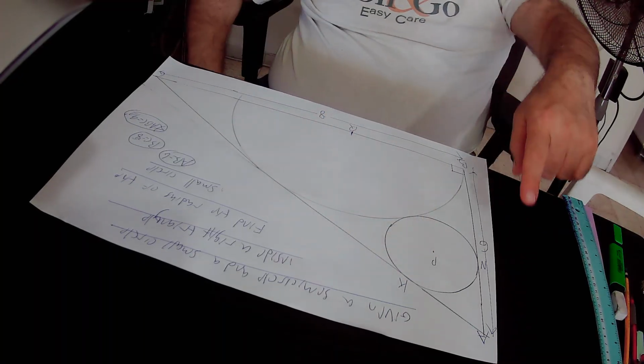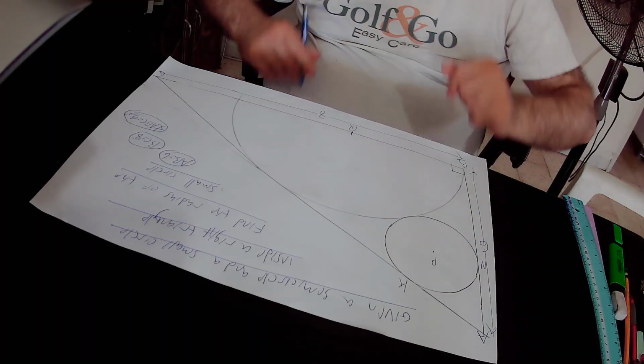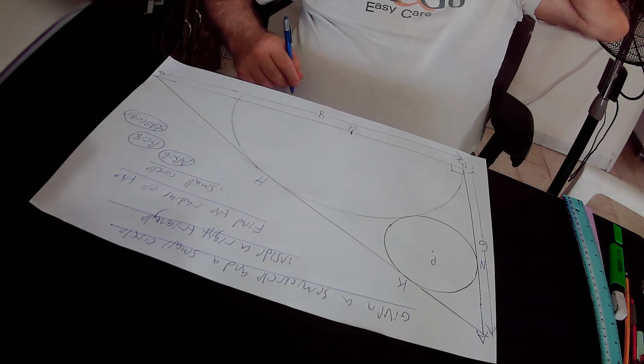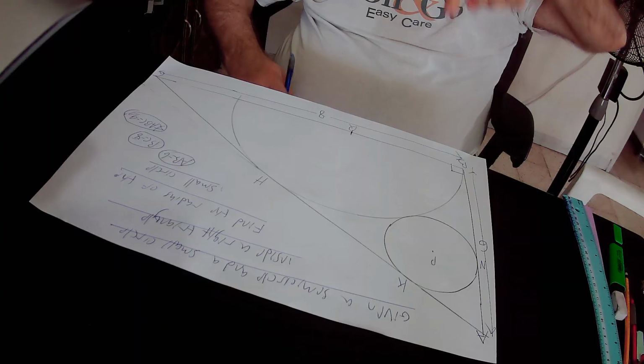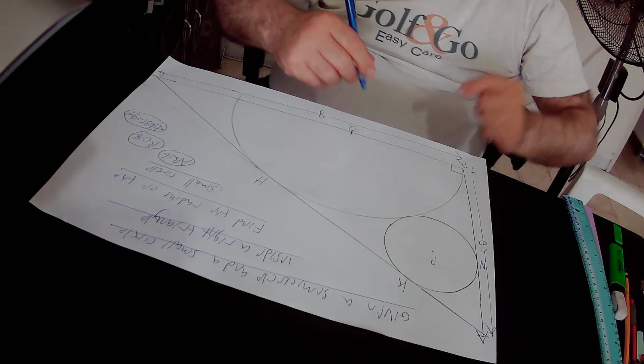We will define the point of tangency of tangent AC with this big semicircle. This point is point H. And finally, we will define the touching point of this small circle with this big semicircle. This point is point L.